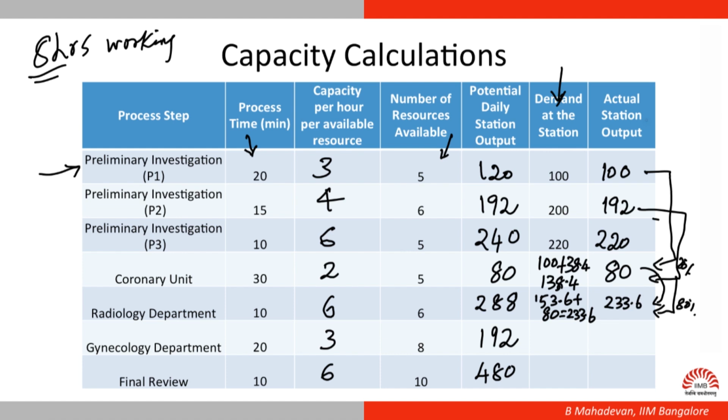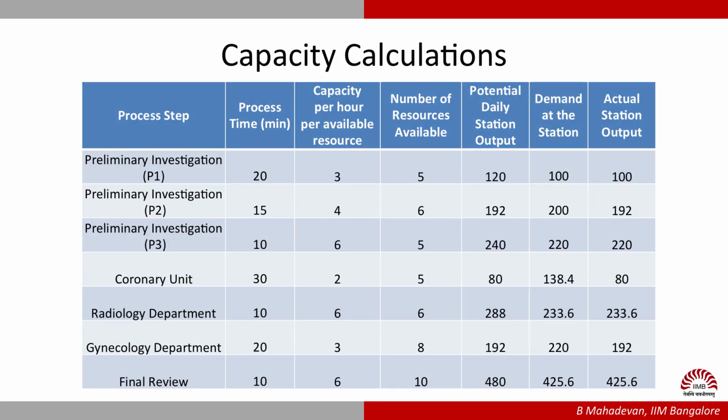Now, gynecology department, type 3 patients come there. So, there are 220 of them, all of them can come here. The minimum of these two is 192, therefore, that is going to be the output. And in the last stage, all patients from here will come and all patients from here will also come, which makes it 233.6 and 192, which makes it 425.6 if you add these two, and the minimum of these two happens to be 425.6. So, you see here all these calculations that we just performed.